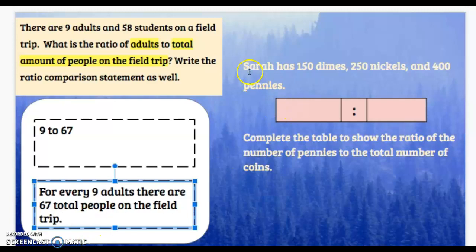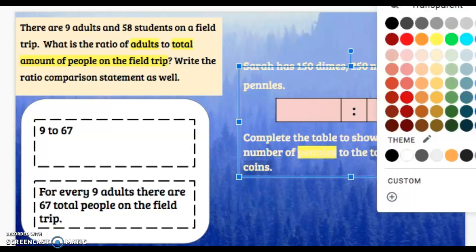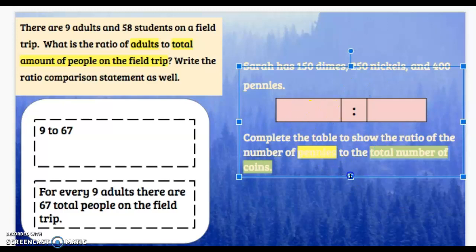The second question says Sarah has 150 dimes, 250 nickels, and 400 pennies. Complete the table to show the ratio of the number of pennies to the total number of coins. Just give you a heads up, this was a state test question, not last year, the year before.